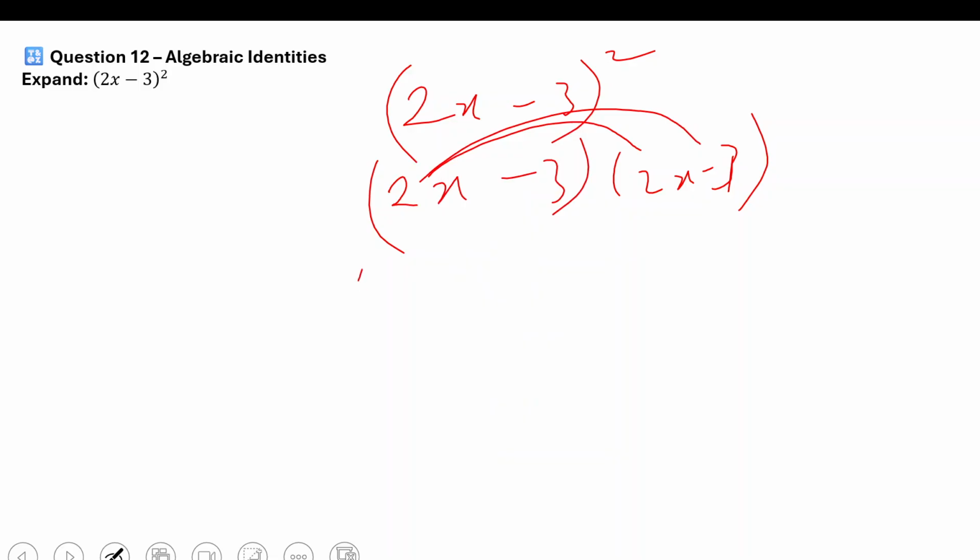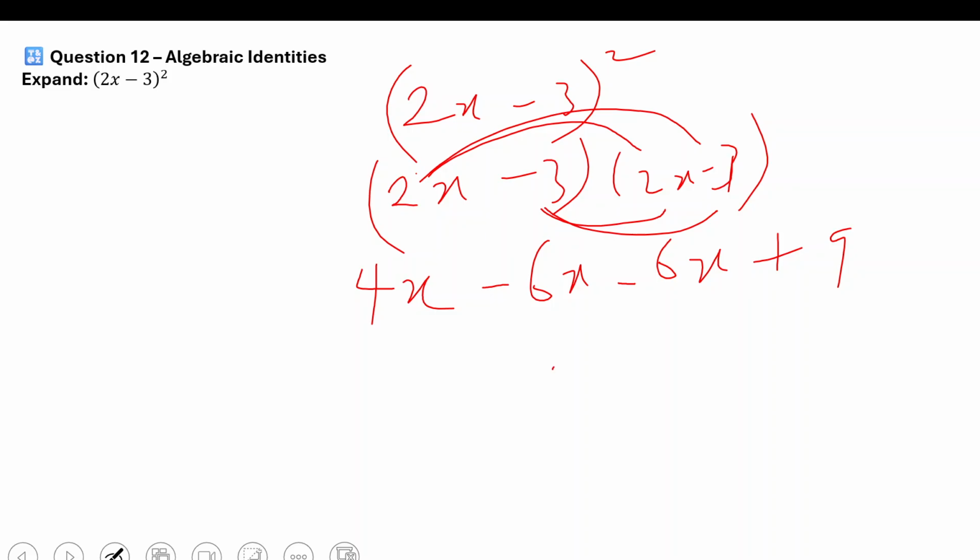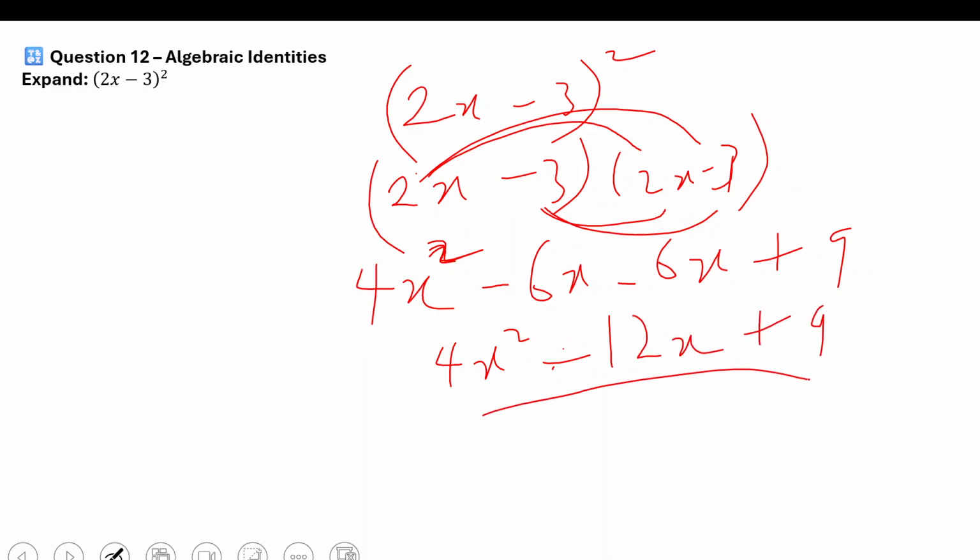2 times 2x is 4x. And 2 times minus 3 is minus 6x. Then minus 3 times 2x is minus 6x. Minus 3 times minus 3 is plus 9. Okay, so this first one is 4x squared, please. The first term, 2x times 2x is 4x squared. Okay, so 4x squared minus 6x minus 6x is minus 12x plus 9. So this is the expansion.